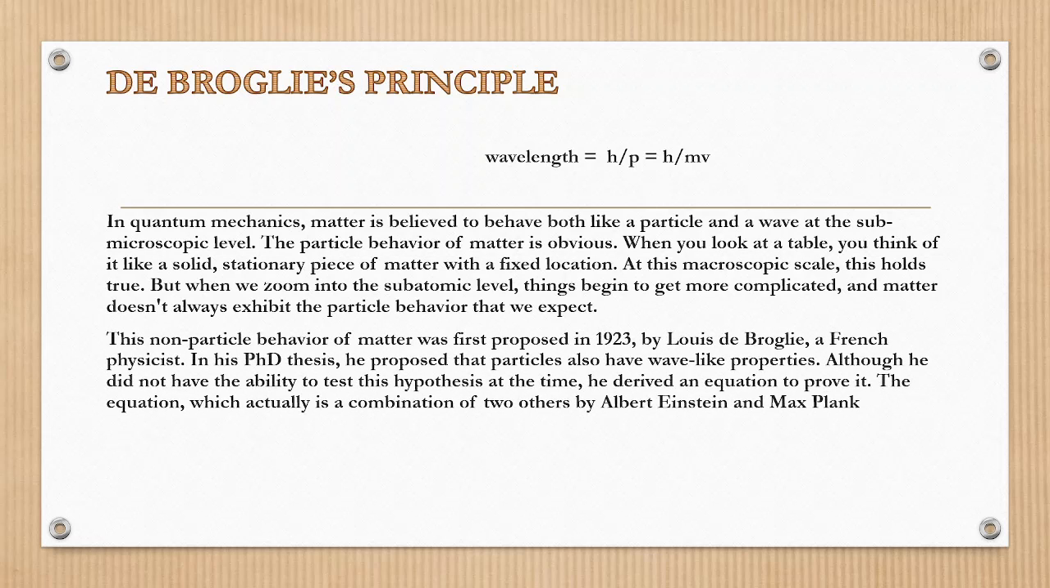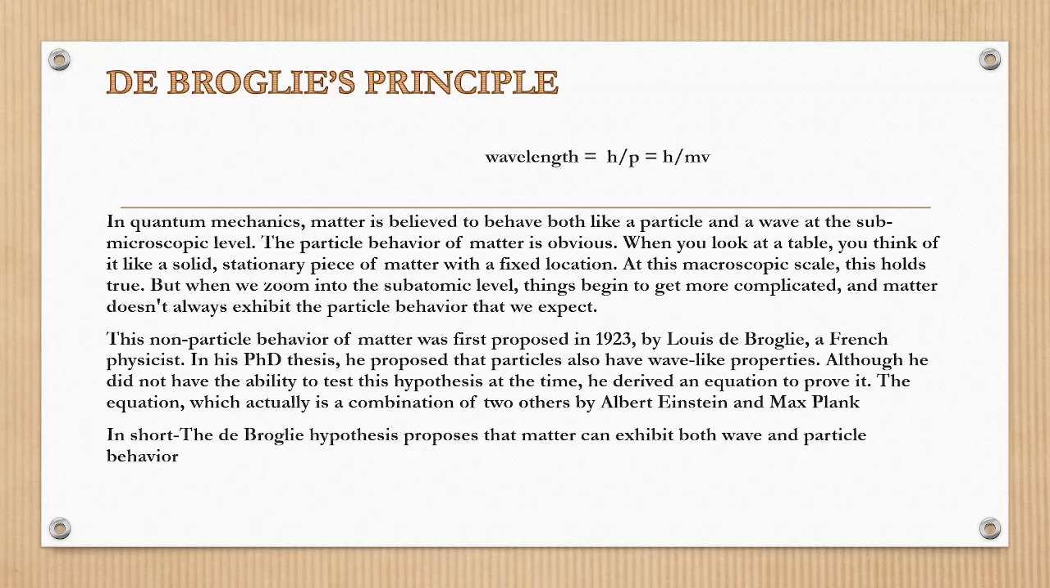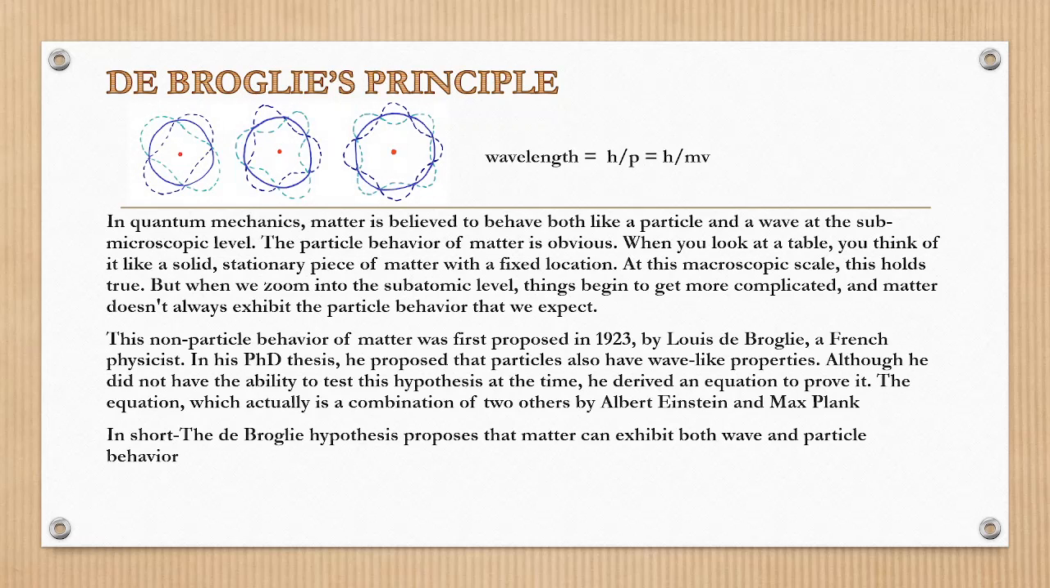This non-particle behavior of matter was proposed in 1923 by Louis de Broglie, a French physicist. In his PhD thesis, he proposed that particles also have wave-like properties. Although he did not have the ability to test his hypothesis at the time, he derived an equation to prove it. The equation was actually a combination of the work of two other scientists, Albert Einstein and Max Planck. In short, de Broglie's hypothesis proposes that matter can exhibit both particle and wave-like behavior. Wavelength λ = h/p = h/mv. So you can see the picture.